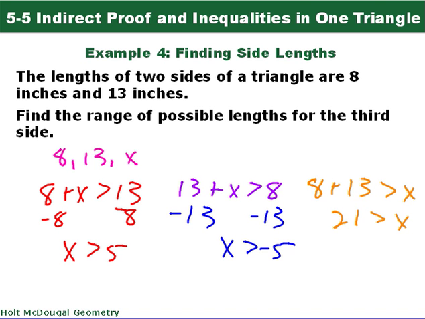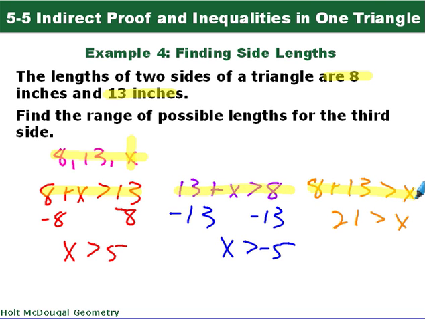To solve this kind of problem, we know two sides are 8 and 13. We don't know what the third side is, so I called the third side x. It's a variable. So if these are the 3 sides of our triangle, we set up our inequalities. We know that 8 plus the unknown side has to be greater than 13. We know that 13 plus x has to be greater than 8. And we know that 8 plus 13 has to be greater than x.